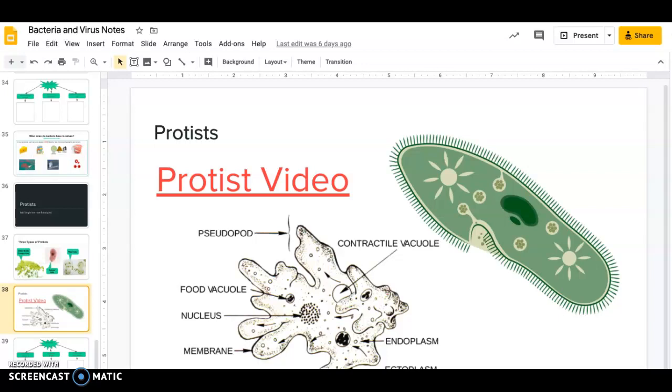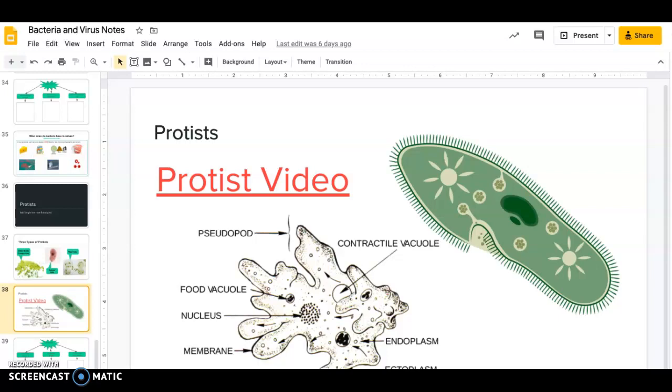Hey guys, I just wanted to touch base with you today and talk to you about some different protists and show you some videos of them. Remember, protists are single-celled eukaryotic things, so they have a nucleus just like you do, and they're pretty big cells compared to bacteria. So again, they're really different than bacteria. They have a nucleus, bacteria do not. They're much larger. Bacteria are very small.